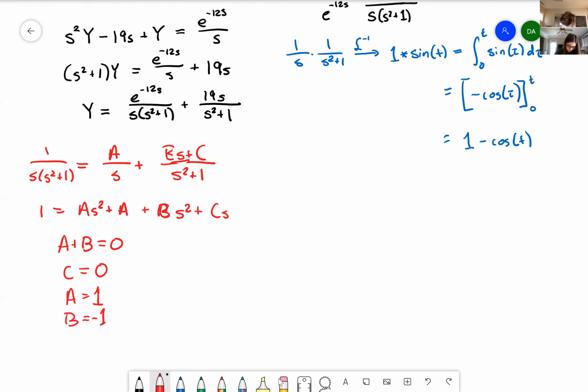And so we get 1 over s minus s over s squared plus 1. And then we take the inverse Laplace transform of this, and we get 1 minus.